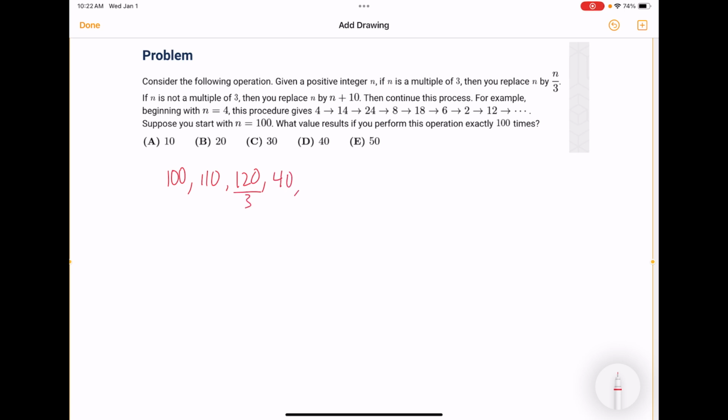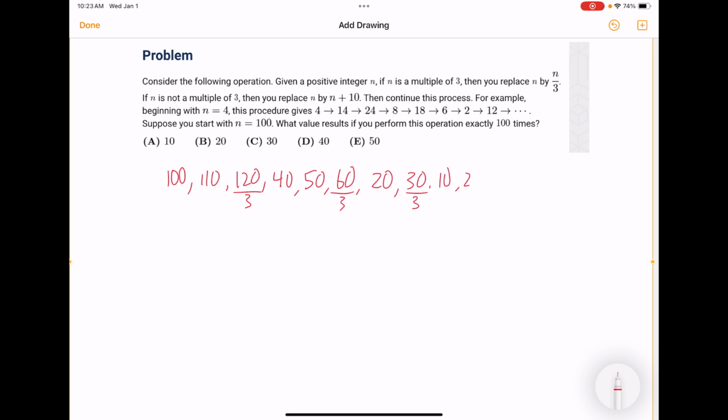And then 40 is not divisible by 3, so we go to 50. 50 is not either, so we go to 60. 60 is. You can divide it by 3 to get 20. And then 20 is not, so you go to 30. 30 is divisible by 3, so you divide by 3 to get 10.